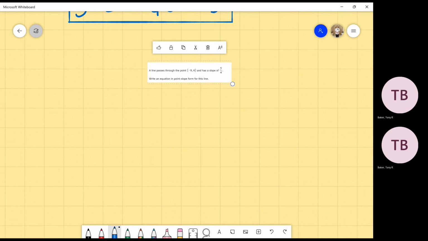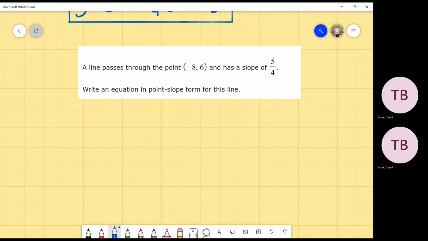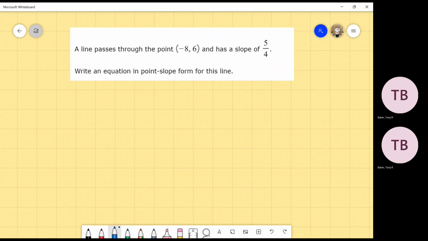There's a little dot that I have to hit when I grab this, and I can't grab the dot. There we go. Okay. So a line passes through point -8, 6, and has a slope of 5/4. So take a second, write me the equation, and then I will do it.